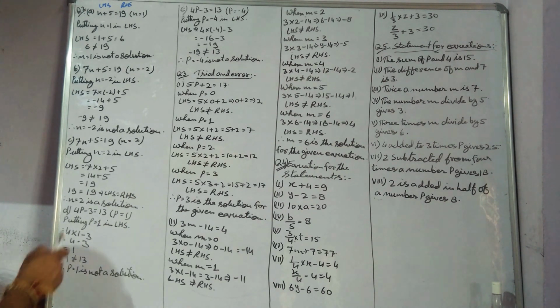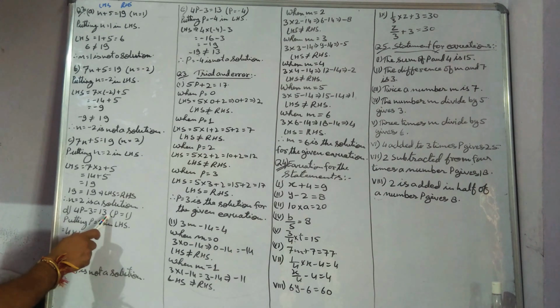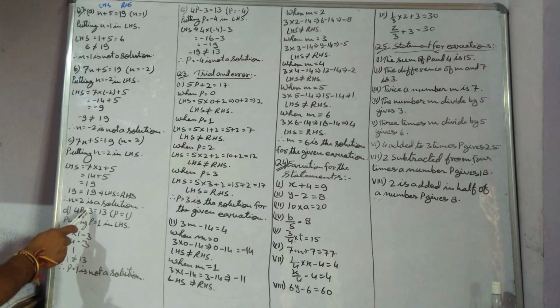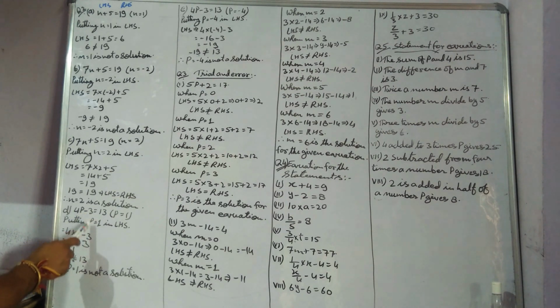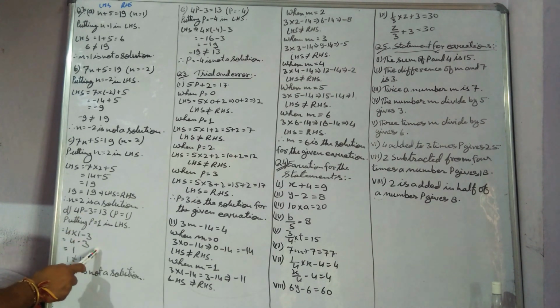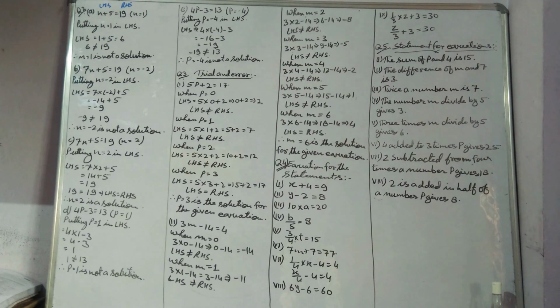Now next one is 4p minus 3 equals 13 and p is equal to 1. Now put the value of p in the equation's LHS. So that is 4 into 1 minus 3, which is equal to 4 minus 3, that is equal to 1, and 1 is not equal to 13. So we can say that p equals 1 is not a solution for the given equation.